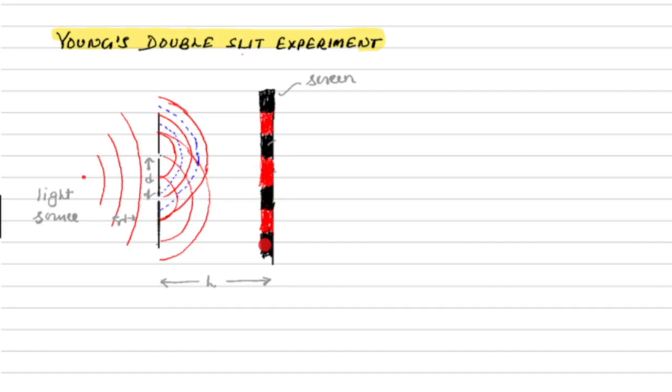But see here, we are getting a pattern. We are getting alternate bright and dark fringes. So there is a fancy word, fringe. We are getting fringes here. Now, why is that happening? Because the waves are interfering.